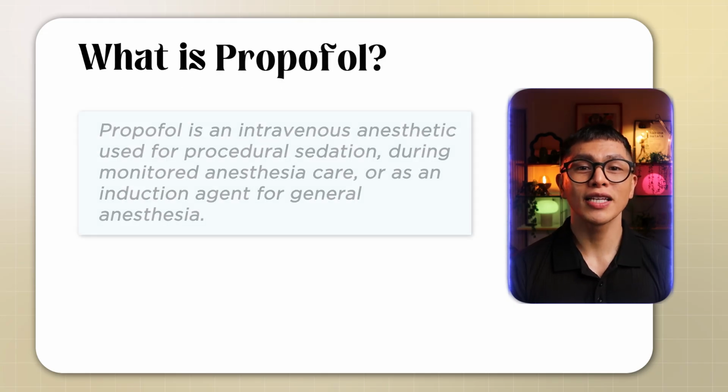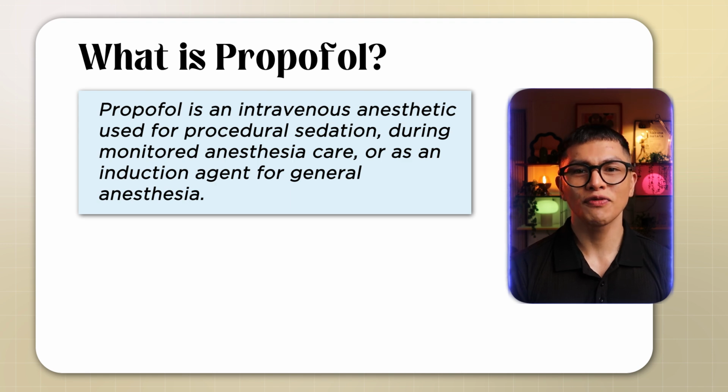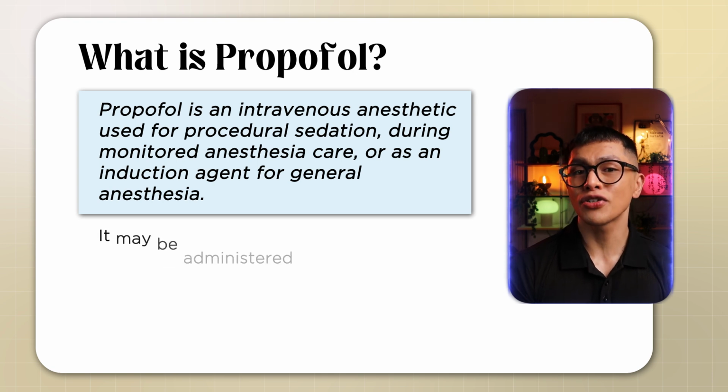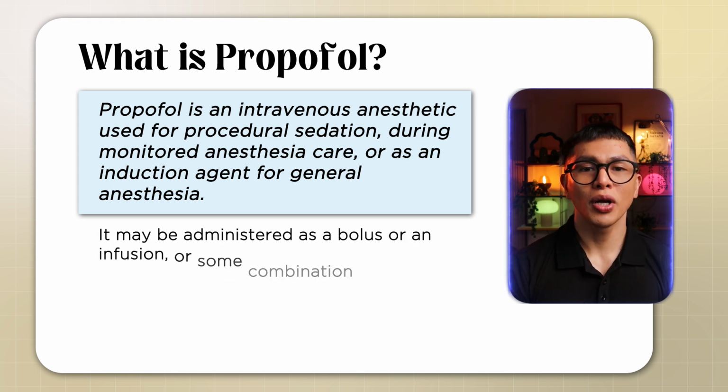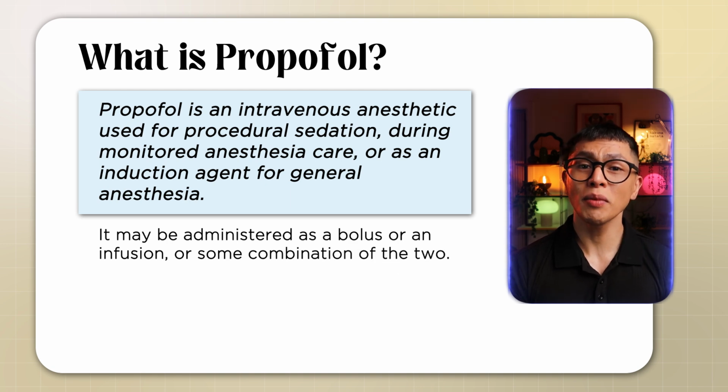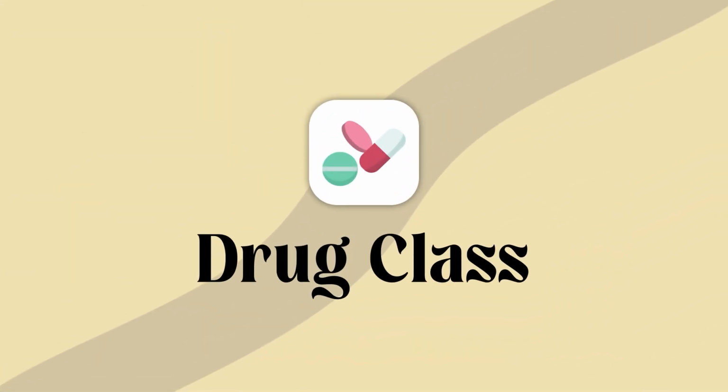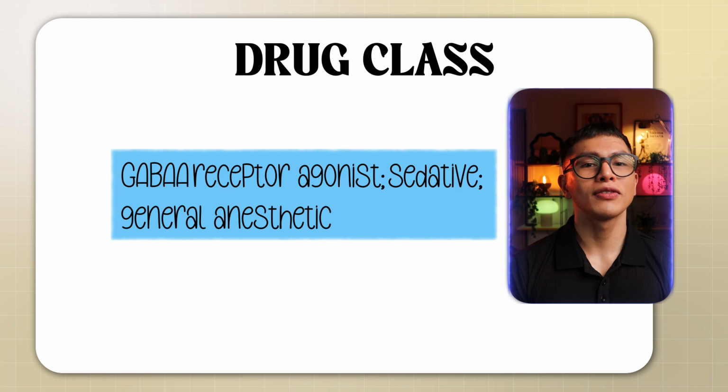Propofol is an intravenous anesthetic used for procedural sedation during monitored anesthesia care or as an induction agent for general anesthesia. It may be administered as a bolus or an infusion or some combination of the two. Next, classification, mechanism of action, and dosage. Drug class: Propofol belongs to GABA A receptor agonist, sedative, general anesthetic.